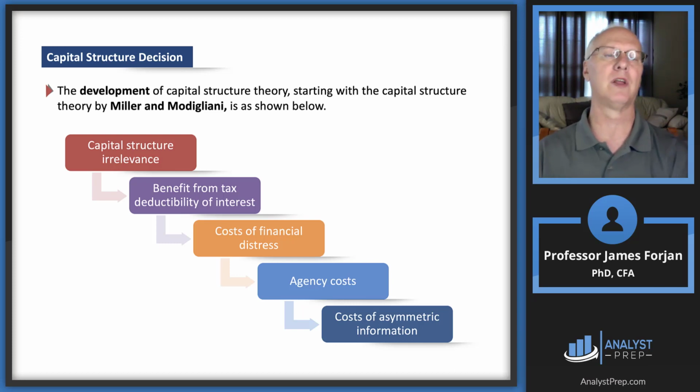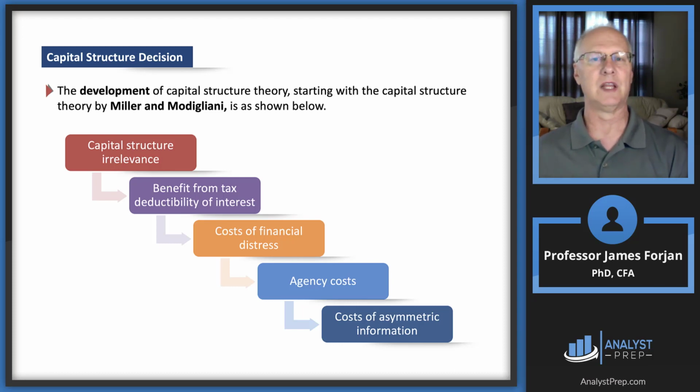But what M&M taught us back in 1958 is that the market value of a company is based on two factors: the quality of the assets, in other words, the ability of the assets to generate stable and branded cash flows, plus the weighted average cost of capital. And what M&M taught us in 1958 in their highly restricted fantasy world is that the capital structure decision does not impact value. And I'll show you all those assumptions here in just a few minutes.